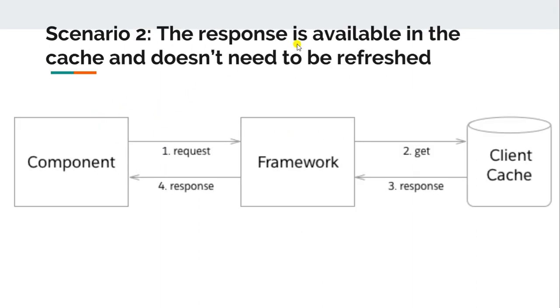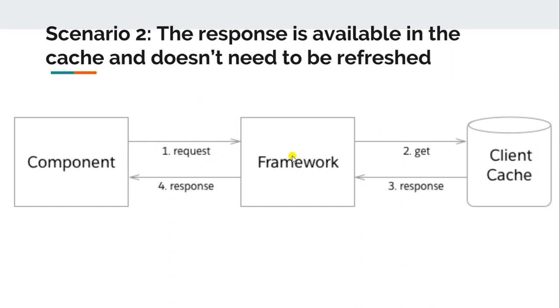The second scenario is if the response is available in the cache and doesn't need to be refreshed. That means the response is available in the cache and we are within the span of 30 seconds. The component will make a request to the framework, which will check the cache, get the response from the cache, and then set the same response to the component. That means it won't take as much time as getting the response from Salesforce, setting the cache and then sending the response to the component.